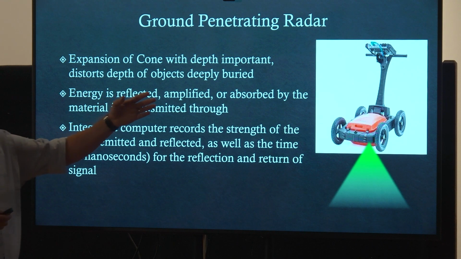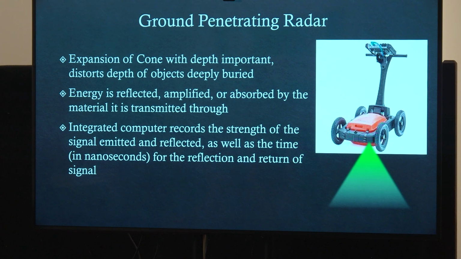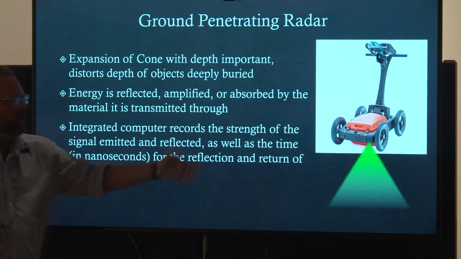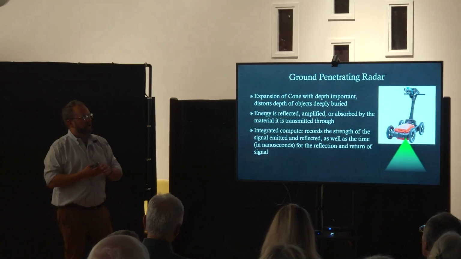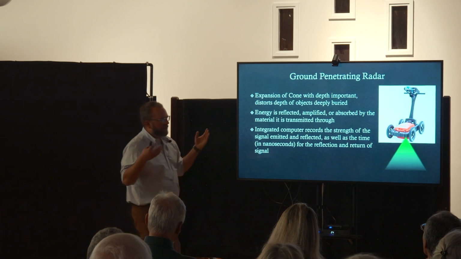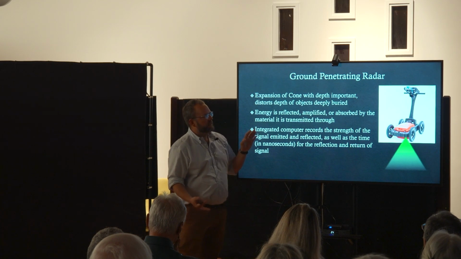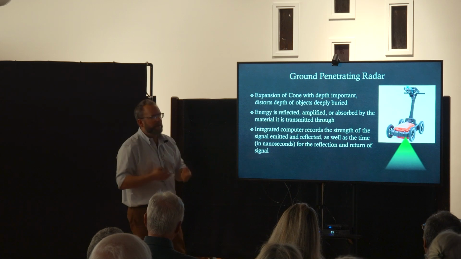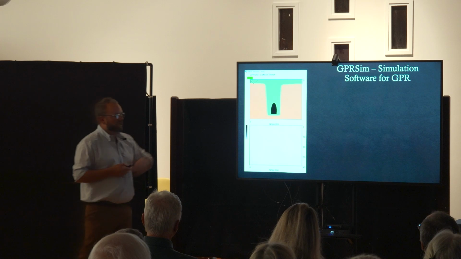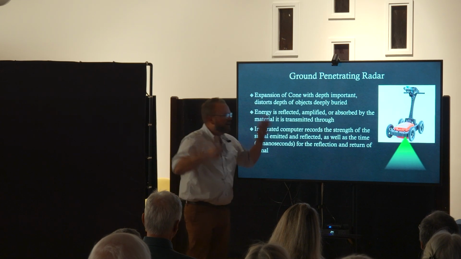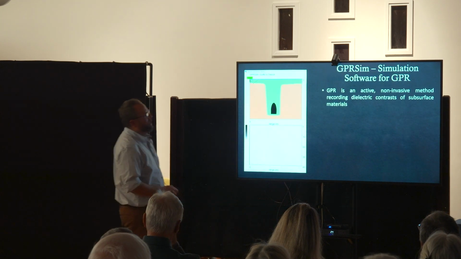We have a computer on board the machine that records the strength of the signal that's emitted and reflected, as well as the time in nanoseconds, so it's very quick for the reflection to leave the machine and come back. So even when I use a 200 megahertz antenna, which goes 25 to 30 to 40, 50 feet deep in some settings, it's still in nanoseconds. It's happening immediately, faster than we can even think about it. And so, that's all very theoretical, but let's just watch how it works.